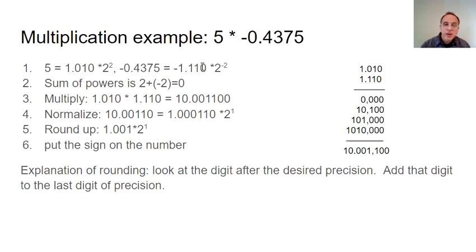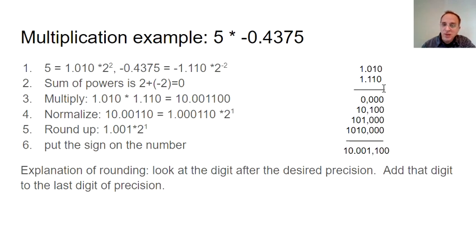Now that's 5, and that's 0.4375. The next thing I do is I look at the powers. This is 2, and this is negative 2. So I add them together. That's what we said, you add them together. And it turns out that 2 plus negative 2 is 0, so the powers become 0. Now I have to do the multiplication of this number and this number. So I'm going to write it over here on the right. Here's our 5, 1.01. I don't write the exponent, because that's taken care of over here. That's the 0. I'm just going to treat the numbers as they are with the point, and 1.11 that we got from our 0.4375.